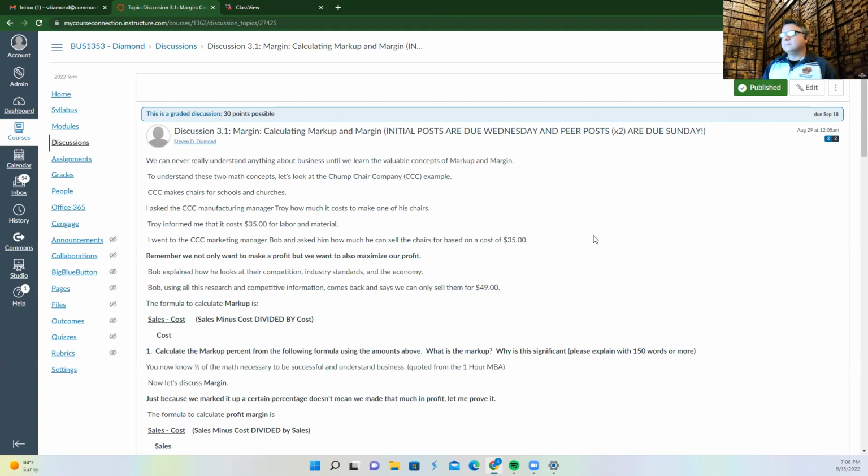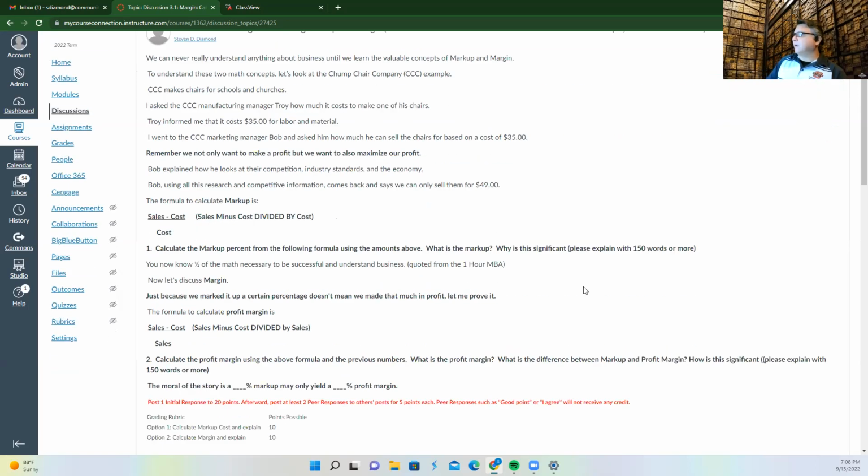All right. That's how you're going to calculate your markup if you already know the selling price and the cost. Calculate the markup percent from the following formula using the amounts above. What is the markup? Why is this significant? Please explain with 150 words or more. Half of the math necessary to be successful is understanding business.